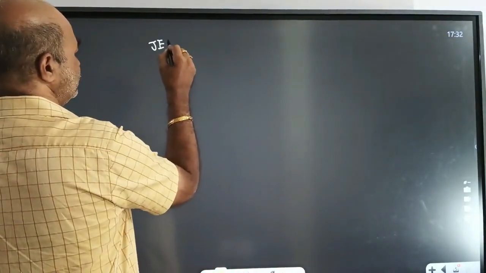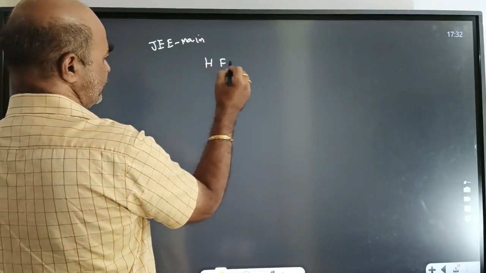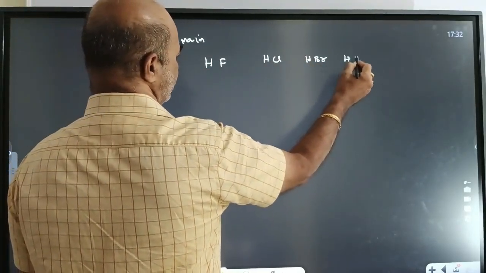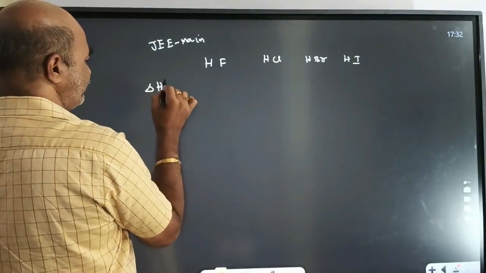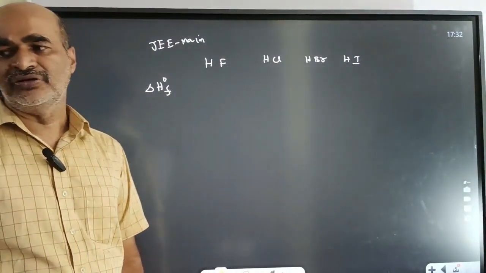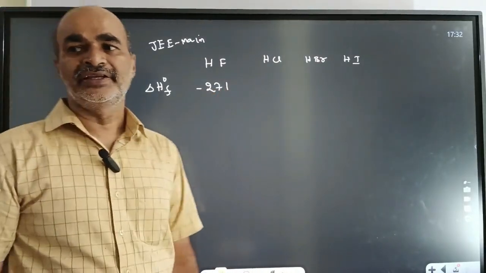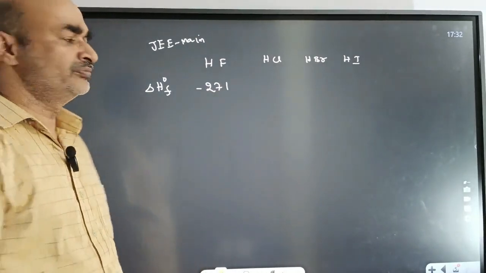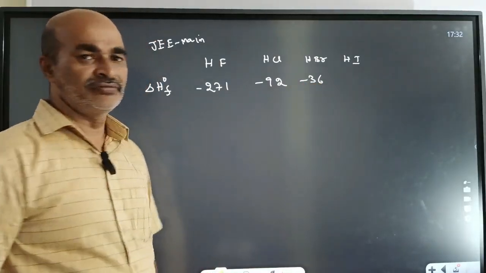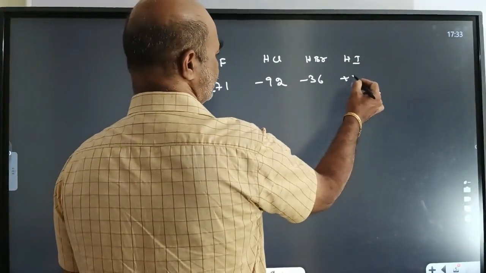Next, JEE Main. Enthalpy of formation of HF, HCl, HBr and HI. The enthalpy of formation of HF is minus 271 kilojoules, HCl is minus 92 kilojoules, HBr is minus 36 kilojoules, whereas HI is plus 26 kilojoules.